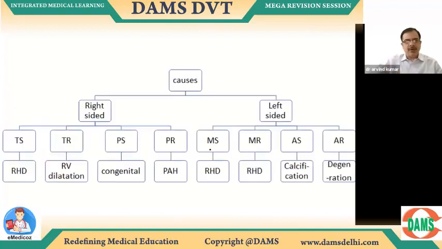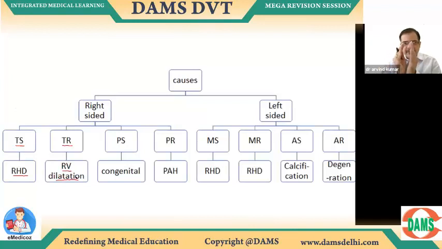The causes of the murmurs, the different types of valvular heart disease, we can classify as right-sided lesions or left-sided lesions. Starting with the first one, right-sided lesion, tricuspid stenosis. The most common cause is RHD. Indeed, hardly there is any other cause of tricuspid stenosis. So RHD is responsible for maximum cases of TS. For tricuspid regurgitation, the most common cause is right ventricle dilatation.